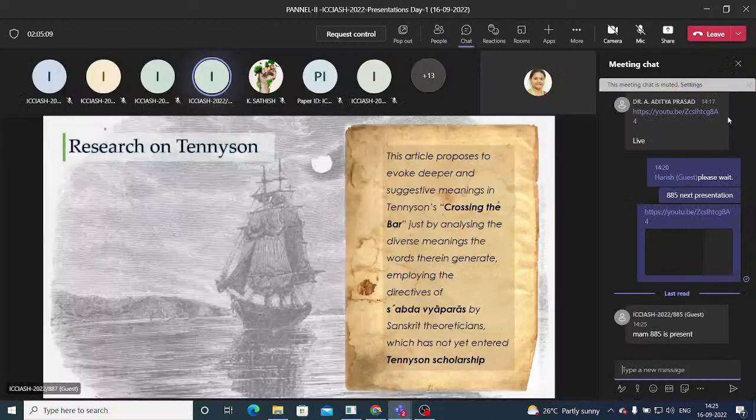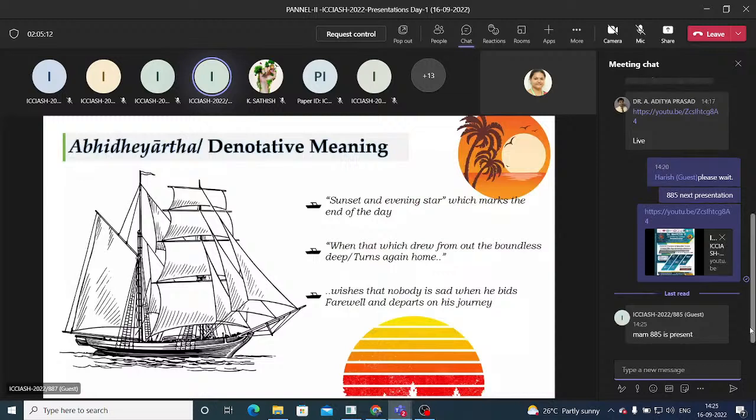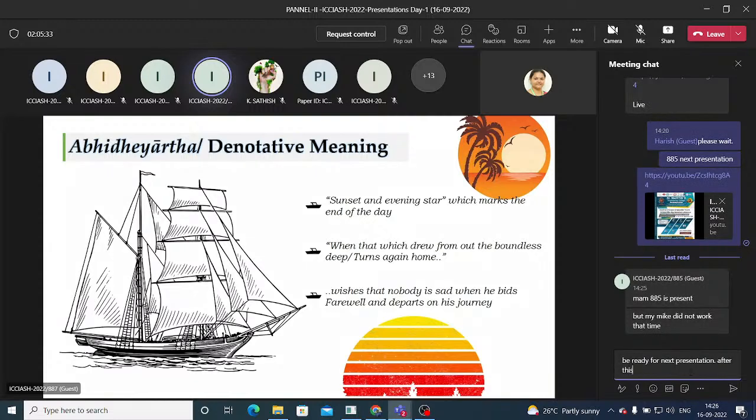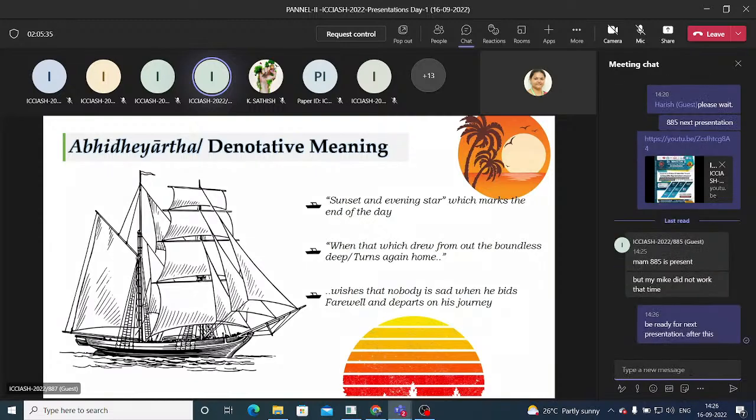Now let's look at the abhideyartha, or denotative meaning, of the poem Crossing the Bar. At the surface level, this poem is about a sea voyage. When the poem begins, there is sunset and evening star, which marks the end of the day. A ship is about to start its voyage. Tennyson mentions the final call, which is given for all the passengers to board just before the ship embarks on its journey. Tennyson himself is a traveler.